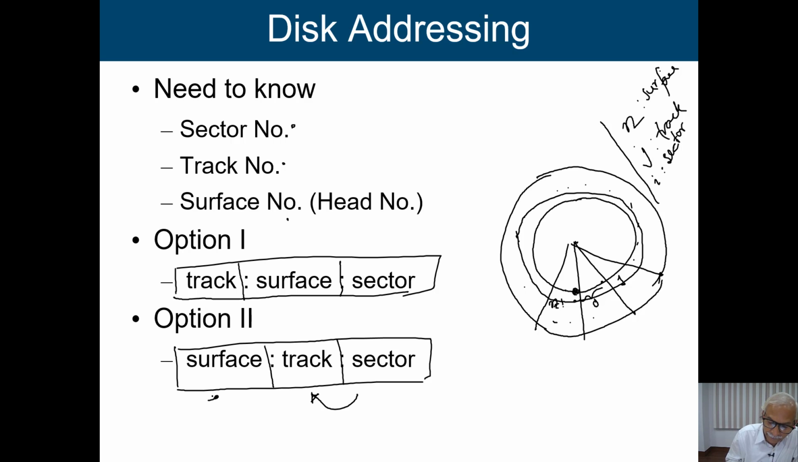So that number will get changed, and finally we are going to work with those particular surface, track, and sector. This is the way we are discussing option 2. But in option 1, what will happen?